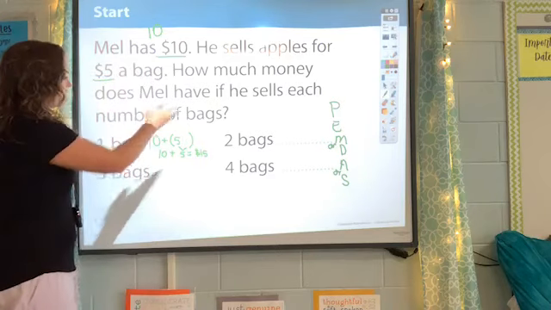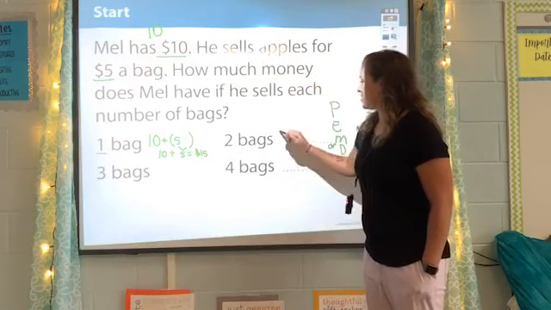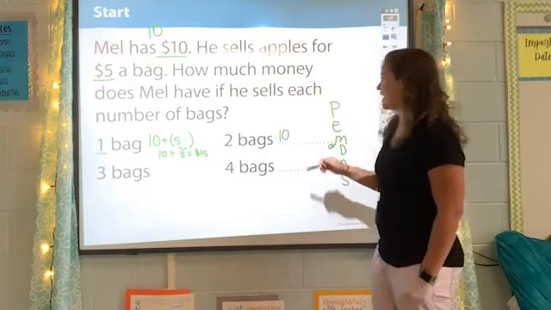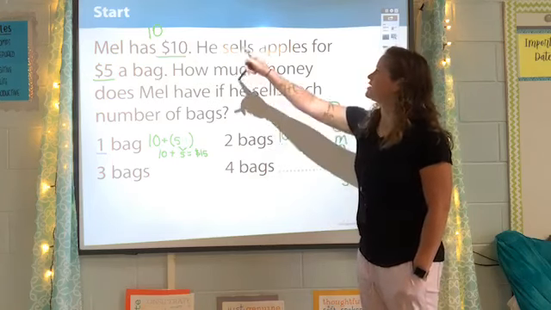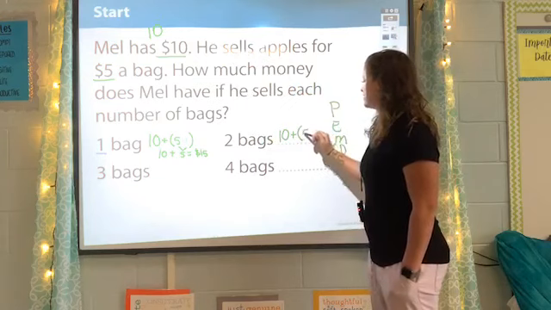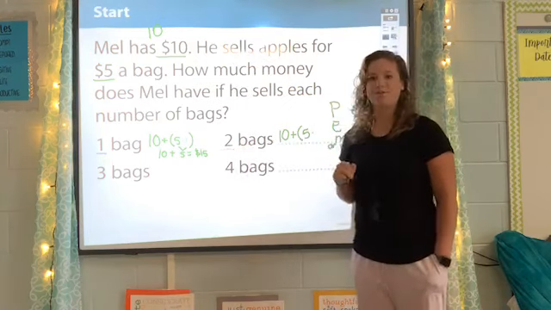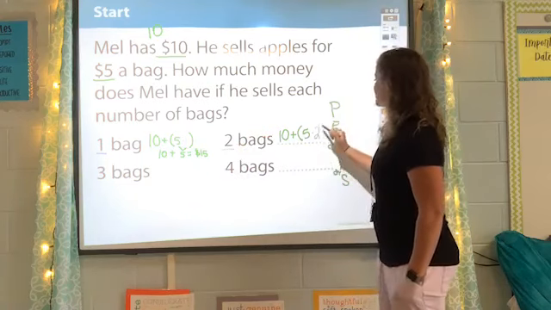Now let's use the same thing for this next one. So like we said, Mel has a total of $10, and we're going to add that to how much the cost is for his apples. So we have plus, open our parentheses, each bag is worth $5, and we're going to multiply that by the number of bags we have here, which is 2. So the 2 is going to go in the parentheses there.